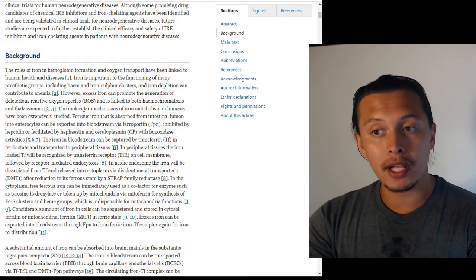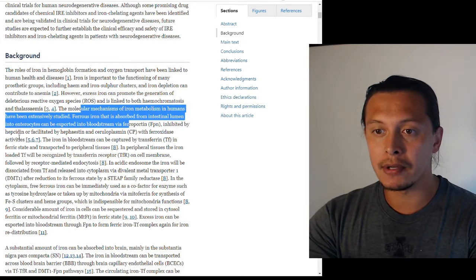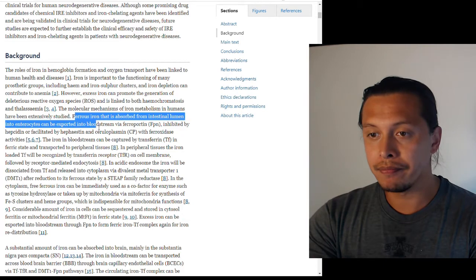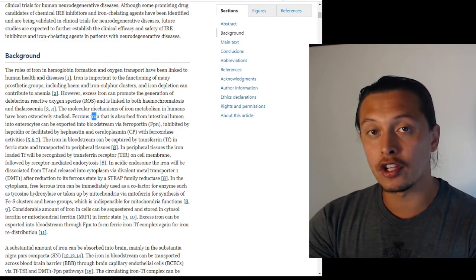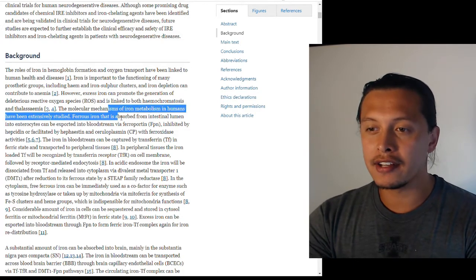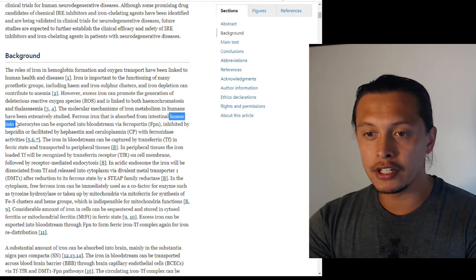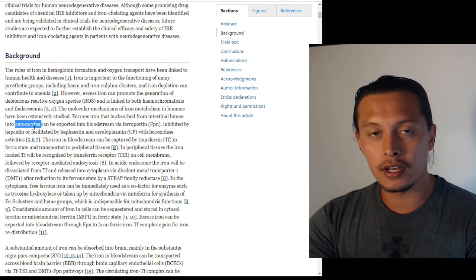Okay, so the molecular mechanisms of iron metabolism in humans have been extensively studied. Ferrous iron, and ferrous is iron 2+, so it's an iron atom that has lost 2 electrons, that is absorbed from the intestinal lumen into the enterocytes.